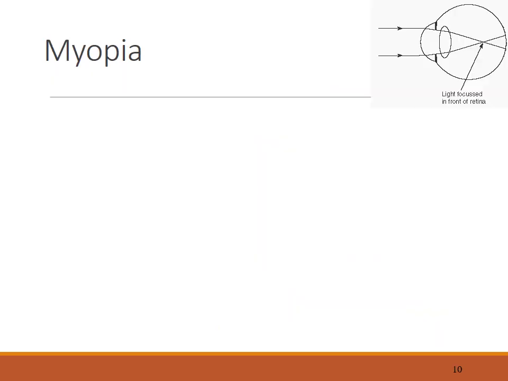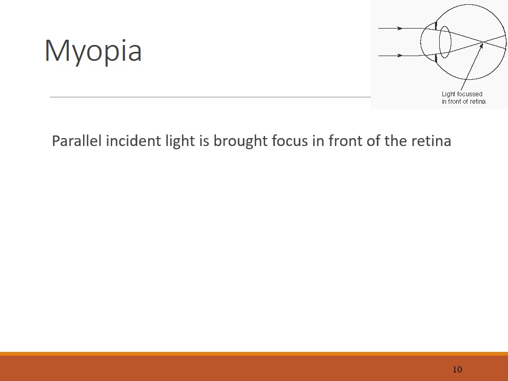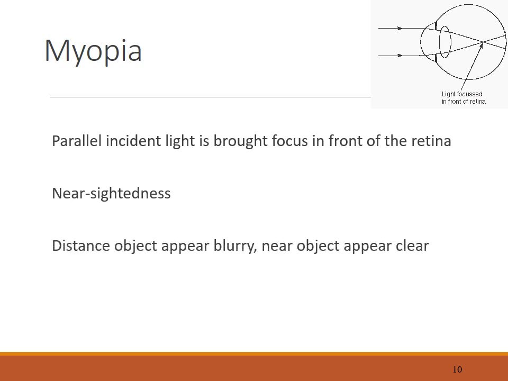Myopia is the most common refractive error of the eye, and it has become more prevalent in recent years. If you refer to this diagram, what happens in myopia is that parallel incident light is brought to focus in front of the retina rather than on the retina. Myopia is also known as nearsightedness.